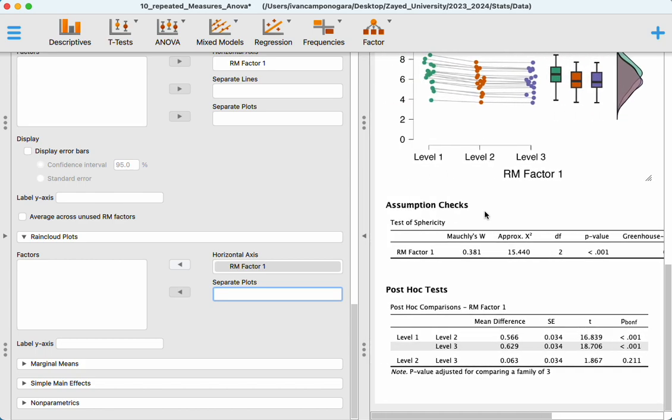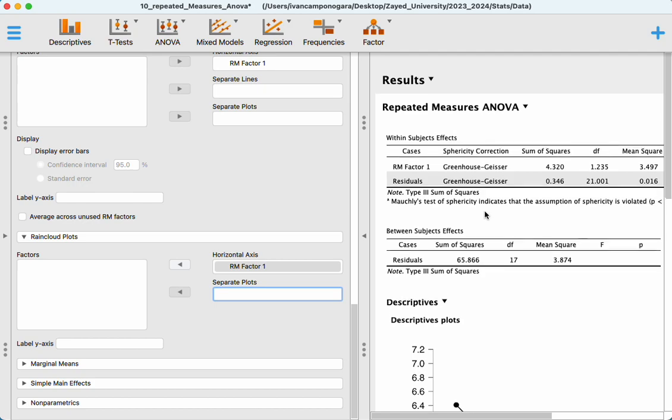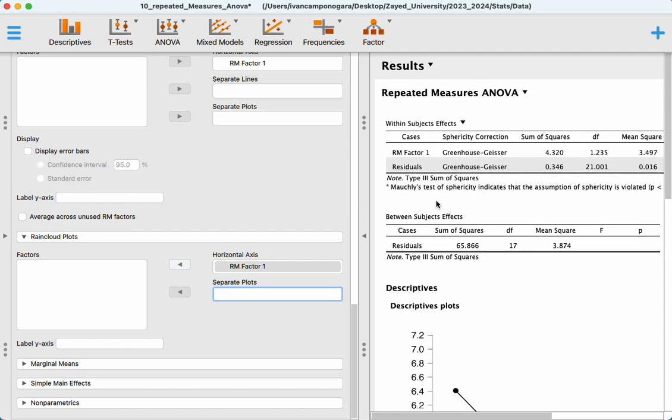So I think that's it for the repeated measures ANOVA. The thing that you have to keep in mind is that it's done when you have one group measured more than 2 times, so at least 3 times.